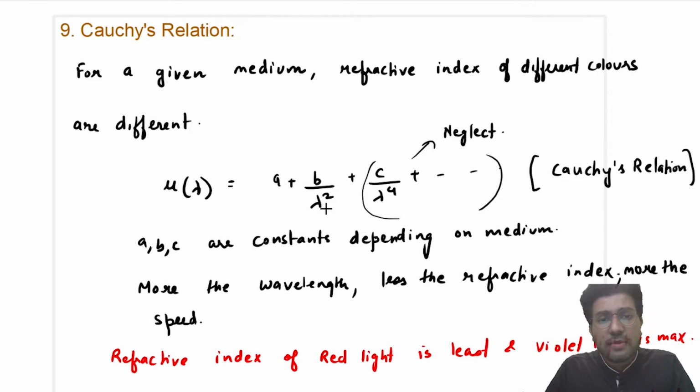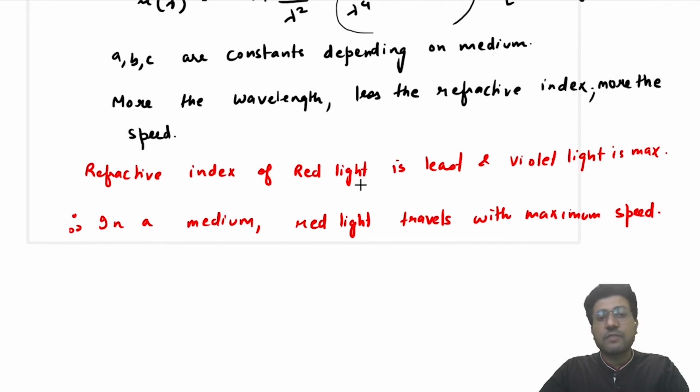So from here you can see that there is an inverse relation between refractive index and wavelength. The more the wavelength, the less the refractive index. That means the refractive index is maximum for violet light because it has minimum wavelength. So the refractive index of red light is least and that of violet light is maximum.